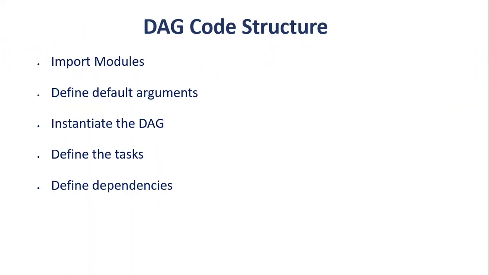Okay, the next thing is DAG. So DAG code structure, as I mentioned, DAG is basically nothing more than a Python file. That Python file will be divided into, I'll say, five pieces. We can think like that. The first one is importing the modules, and we're going to look into the example so everything will be more clear. The second will be defining the default arguments, then initiate the DAG, define the tasks, and the last, the dependencies. So that's how the code is going to look.